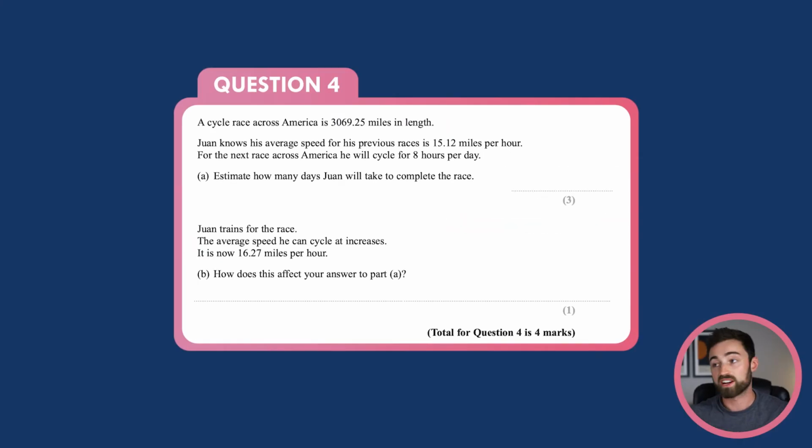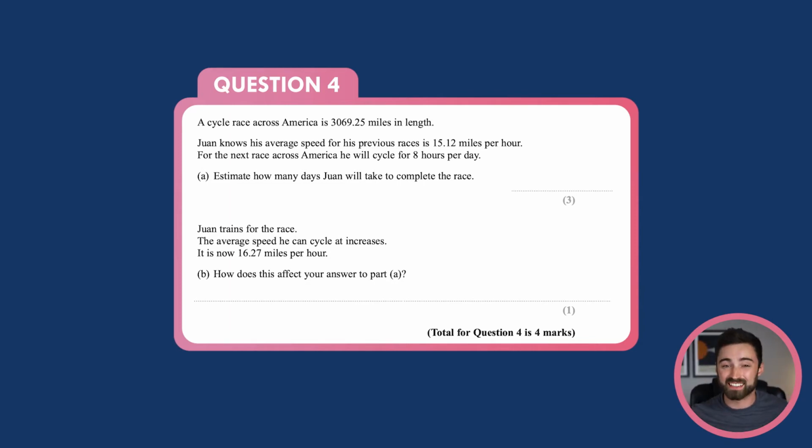So we've got a cycle race across America. It is 3,069.25 miles in length. Juan knows his average speed for his previous races is 15.12 miles an hour. For the next race across America, he'll cycle for 8 hours a day. Estimate how many days Juanito will take to complete the race. Okay, keyword here, estimate, right?